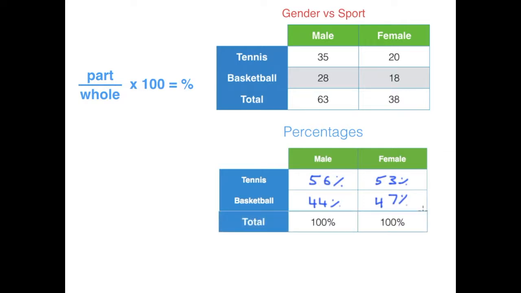Now it's easier to pull off some quick stats from the data. There was nearly a 50-50 split for which sport a specific gender would play. A male student is slightly more likely to pick tennis over basketball, as 56% of males played tennis compared to 44% who played basketball. Similarly, this is true for females, with again just 6% more of the female sample playing tennis.